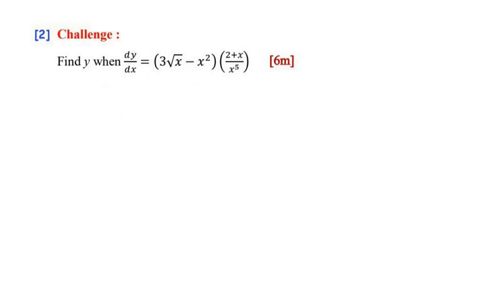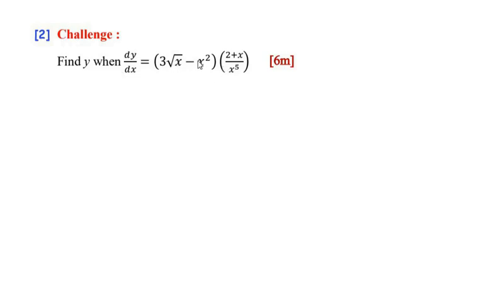Find y when dy by dx is equal to 3 times square root of x minus x square multiplied with 2 plus x over x^5. Now here we have been given dy by dx as a product of two expressions. So before we start with integration, let us simplify dy by dx terms.